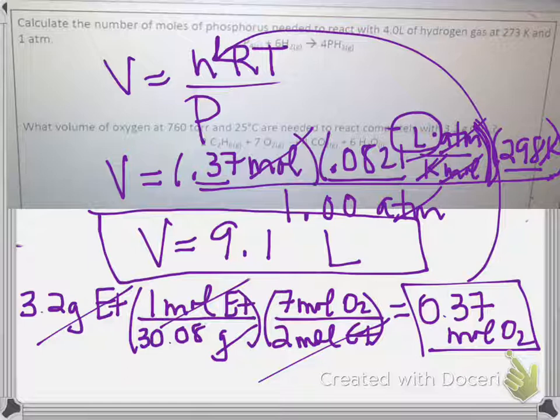Okay, second problem. We were not at STP, so we couldn't use molar volume as a conversion factor. In order to go from moles to volume or volume to moles, when you're not at pressure and temperature conditions that are STP, you have to use the ideal gas law. All right?